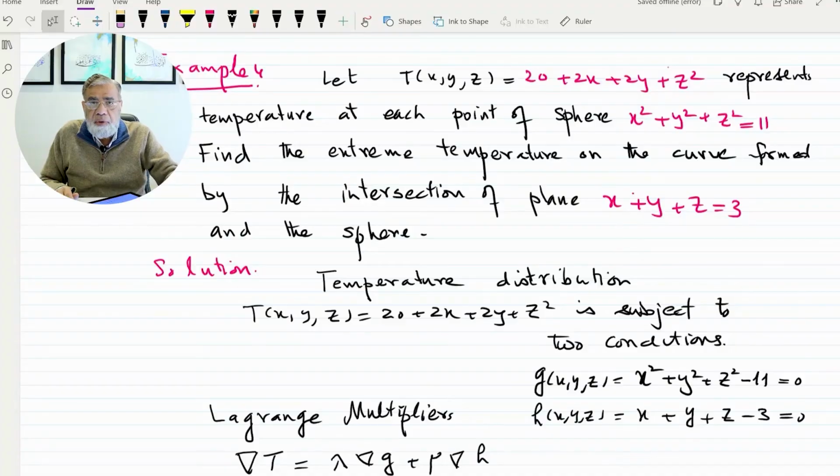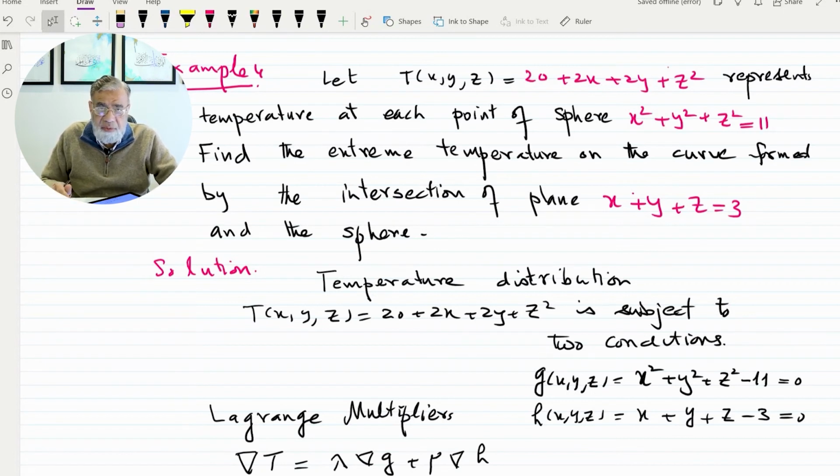The largest value is the maximum and the smallest value is the minimum. So I give you an example and explain this method with the example. I'm going to give the example where we are going to discuss the Lagrange multiplier. We have the function subject to more than one constraint. It can be two constraints or three constraints. As I discussed above, we're going to take two constraints in this case.